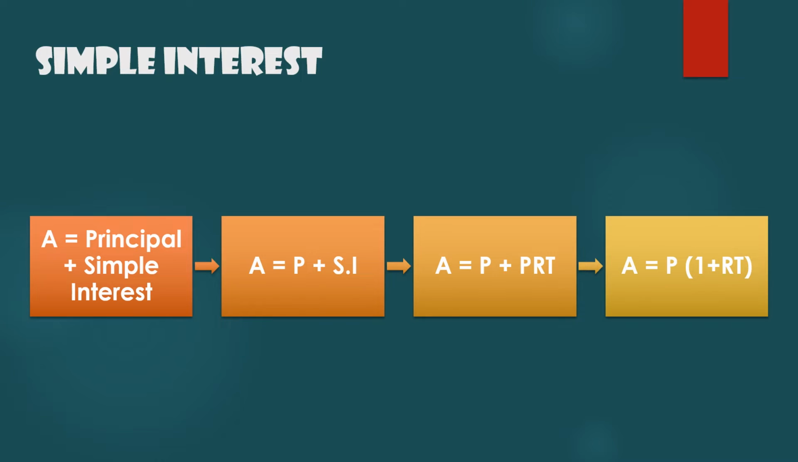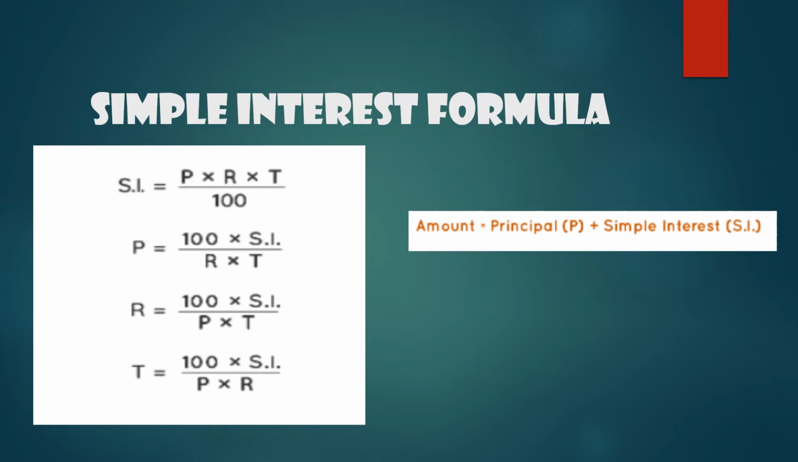This is the formula for simple interest. A is equal to principal plus simple interest, or A is equal to P plus SI, or A is equal to P plus P times R times T, or A is equal to P times 1 plus RT. Okay, so this is the formula you need to answer the activity 1 for the simple interest.